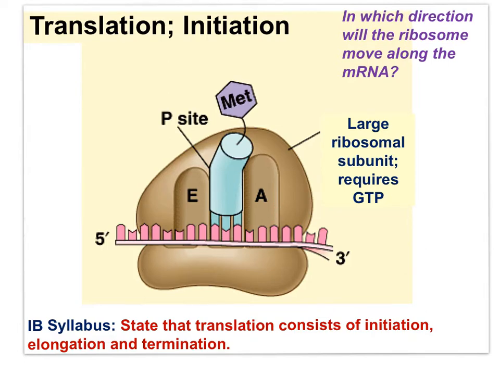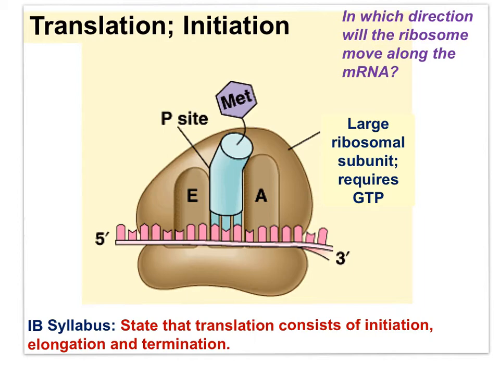Translation is an energetically expensive anabolic process. A lot of energy is required in the form of GTP and ATP. Now, we don't need to focus on the extent of the energy requirements, but keep in mind that translation is the synthesis of a polypeptide.